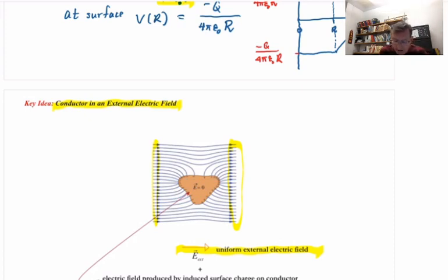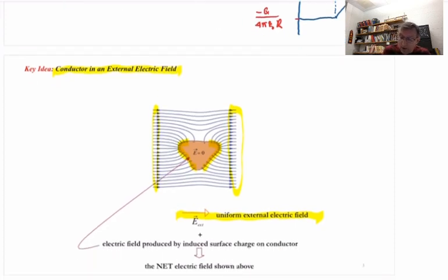Because what will happen is you'll get positive and negative charge induced over some regions of the surface. You'll get more negative charge induced on the left side, leaving you more positive charge induced on the right side. And those charges will distribute themselves just right on that surface, such that the electric field produced by the induced surface charge on the conductor plus the uniform external electric field to the right will give me a net electric field that is 0 in the body of the conductor and has the shape you see with the blue lines outside the conductor.